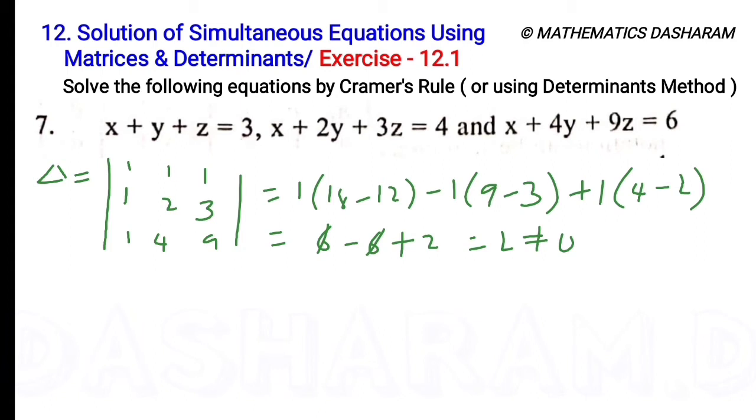Then delta 1 equals: replace the first column elements with the constant numbers 3, 4 and 6.